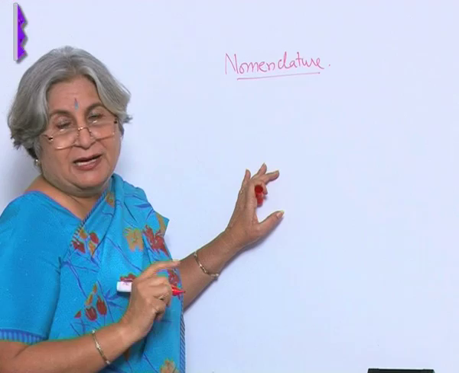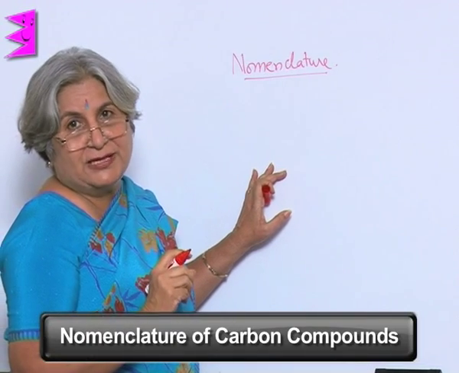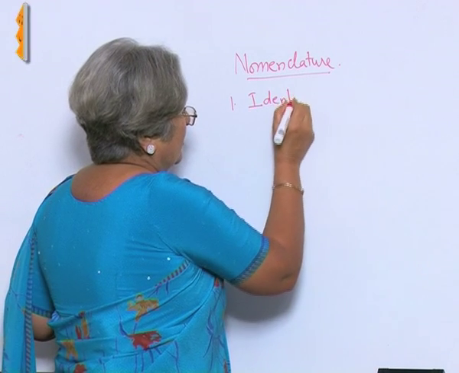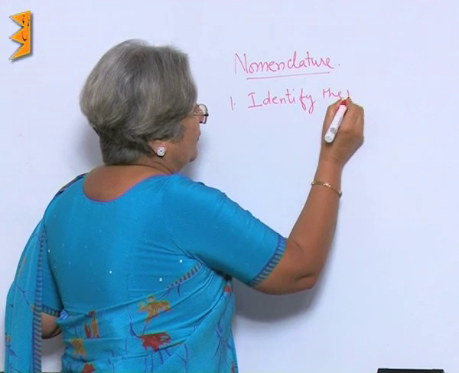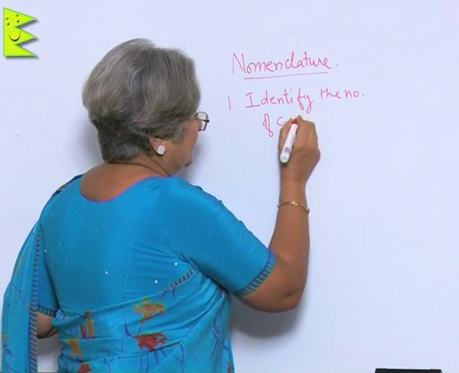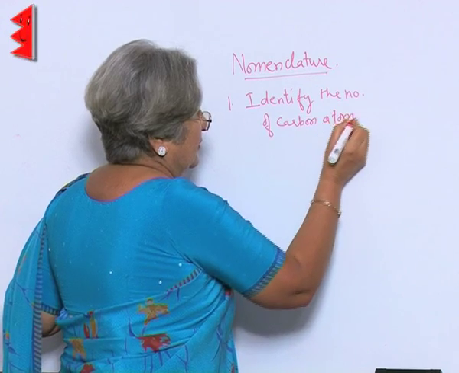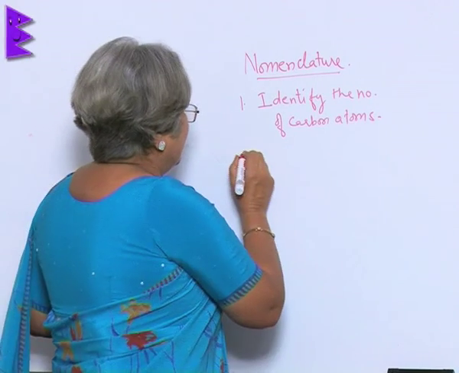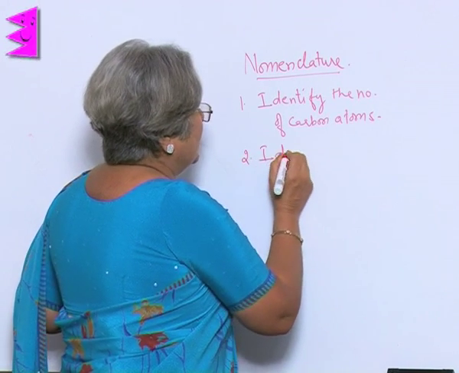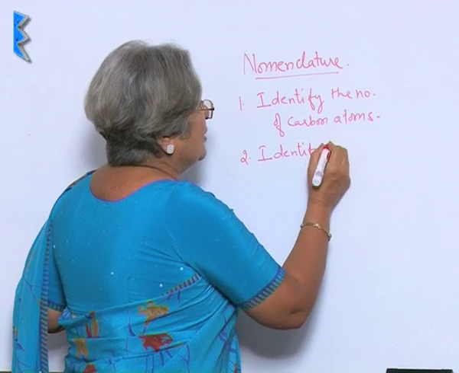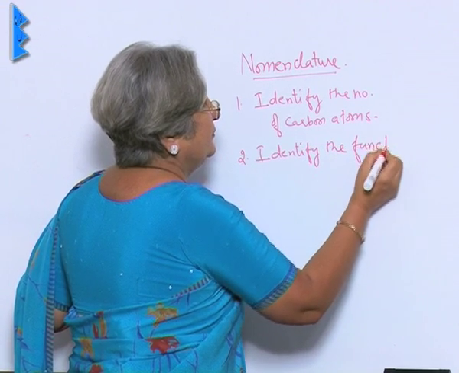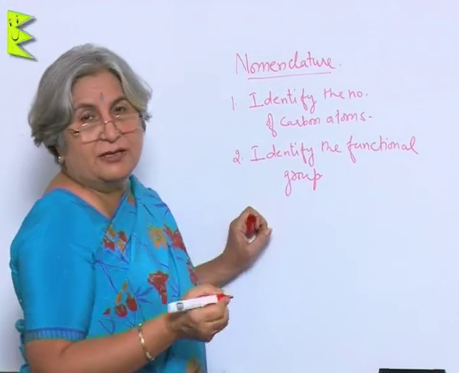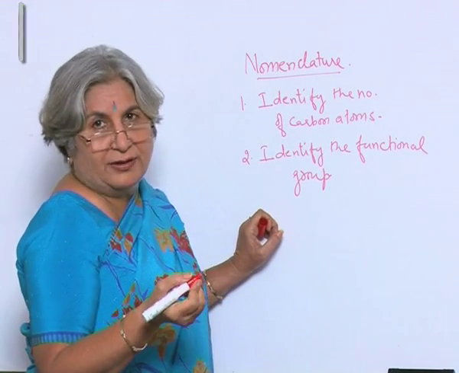Whenever we want to name an element, there are some steps in it. The first step is to identify the number of carbon atoms. For example, in methane there is only one carbon atom. Second is to identify the functional group, whether it is a halogen or an alcohol, aldehyde and so on.